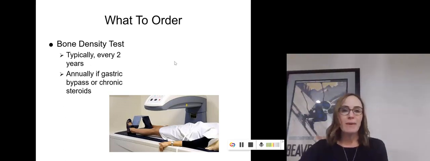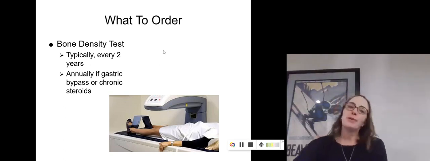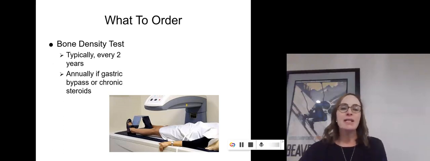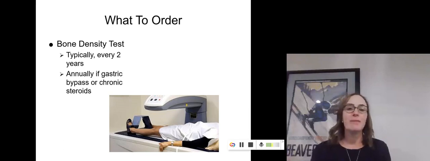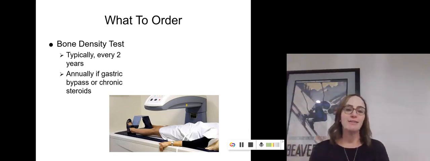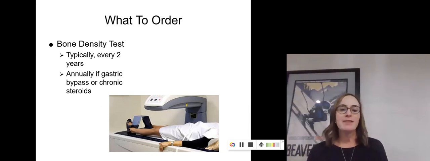It's a pretty simple thing. You just order it. In somebody who you have on treatment and you're monitoring, typically we do one every 2 years. In somebody that's very high risk for rapid bone loss, we typically do them every 12 to 18 months. If you do your bone densities too close together, you're not going to see any difference. It takes a while to see change with bone. And so you really want to wait the time needed to reassess your treatment.